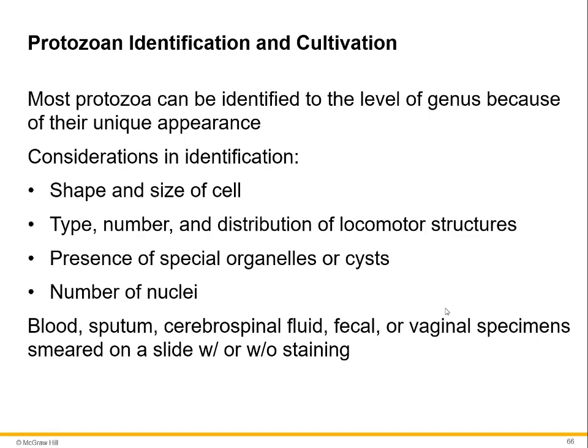So identification, again, you're looking at the method of locomotion generally. To get more specific, they're going to look at the size and the shape of the cell, the type, number, and distribution of the locomotor structures, the organelles or cysts, the number of nuclei, and all of these can be sampled from the body, like blood, sputum, cerebrospinal fluid, fecal, vaginal samples. They can be put on a slide and viewed with or without staining.